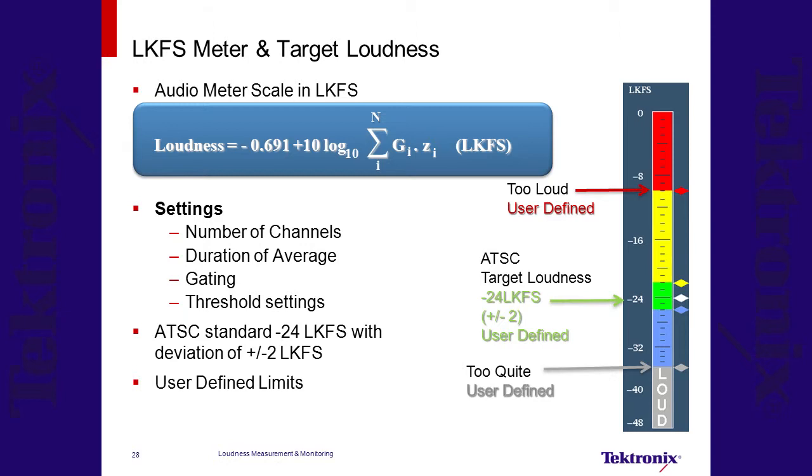There are a variety of settings within the loudness configuration of the loudness meter. For the ATSC standard, the target loudness is set to -24 LKFS, with a deviation of plus or minus 2 LKFS. And the user or program provider can define upper and lower thresholds for what they define as too loud or too quiet.